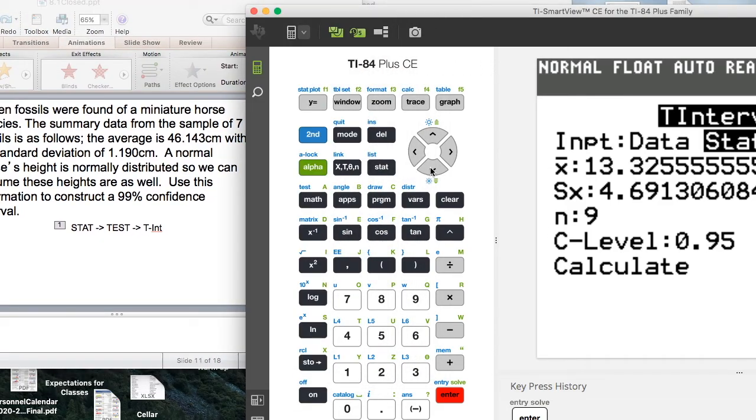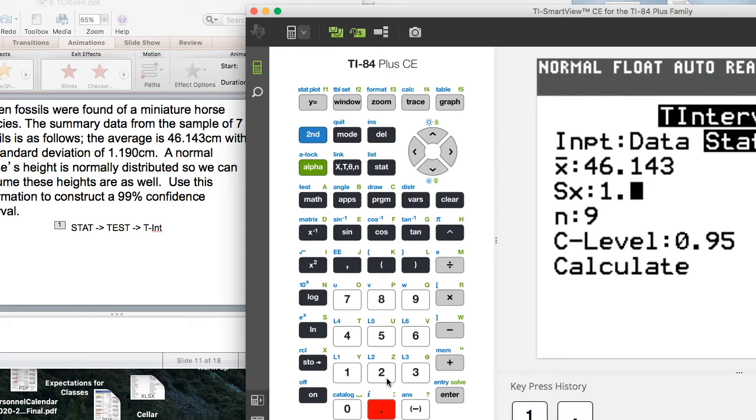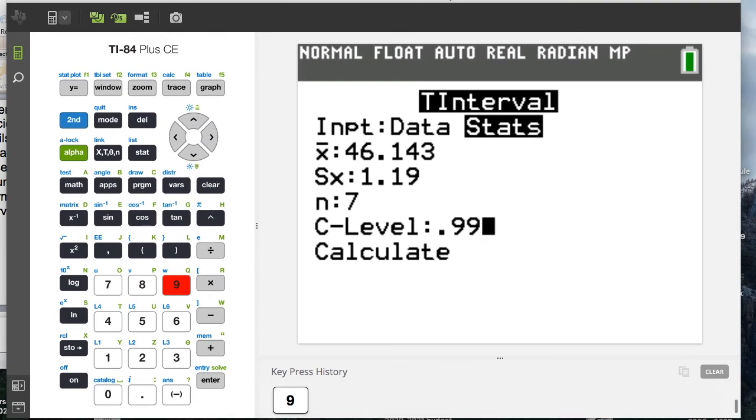Okay, so we had our average being 46.143. We have 1.19 for a standard deviation. N is 7, and I wanted a 99% confidence interval. So there's the pieces we need. We needed our average, standard deviation, N, and our confidence level.